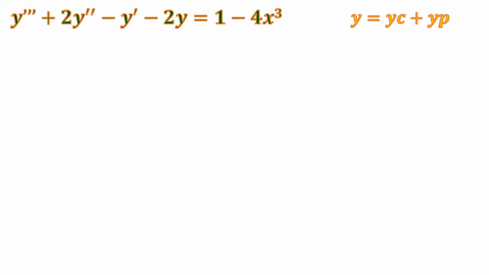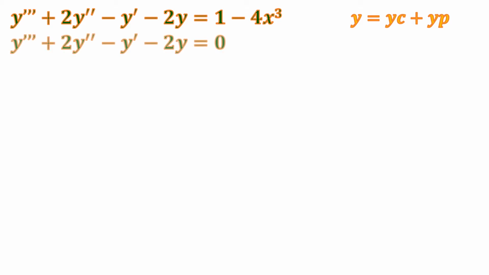So let's have another example. So we'll have this. We have the third order differential equation, and we're going to find the general solution. The general solution will be in this form. Obviously, it must be the sum of the complementary solution, the yc, and the particular solution, the yp. And we don't need to separate the yp because this is just in one expression, 1 minus 4x cubed.